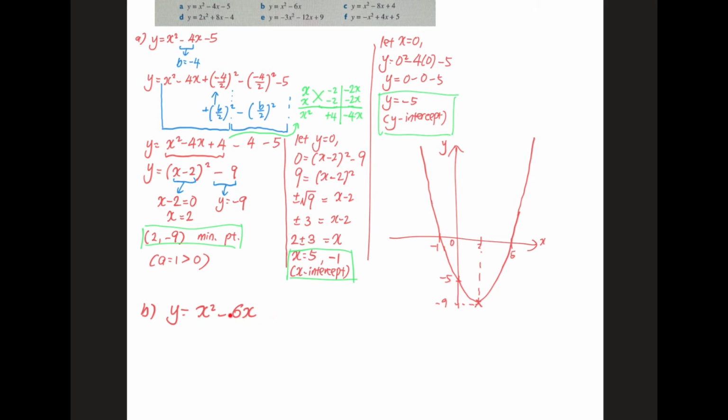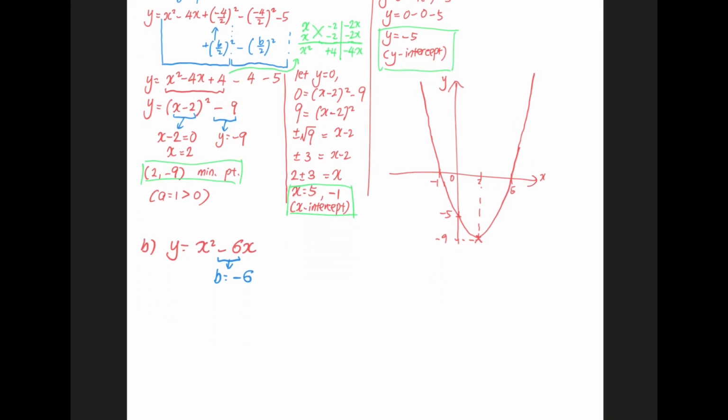So that is our b. a is 1, b is minus 6. Recognizing b is important here, because later we have to do (b over 2) squared and minus (b over 2) squared. So b is negative 6. Now let's continue. y equals x squared minus 6x plus (negative b over 2) squared minus (negative b over 2) squared.